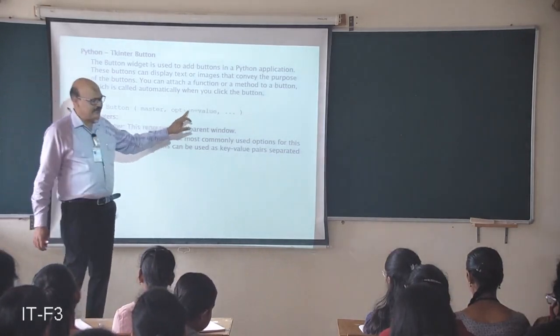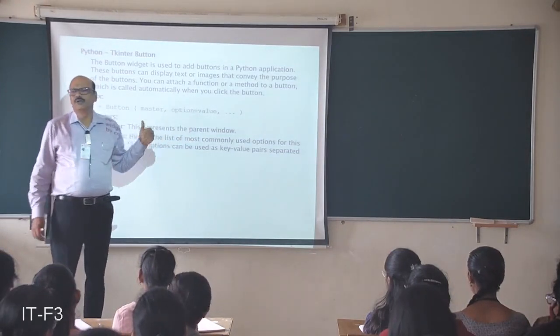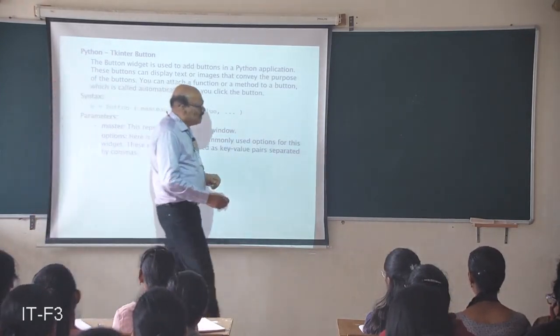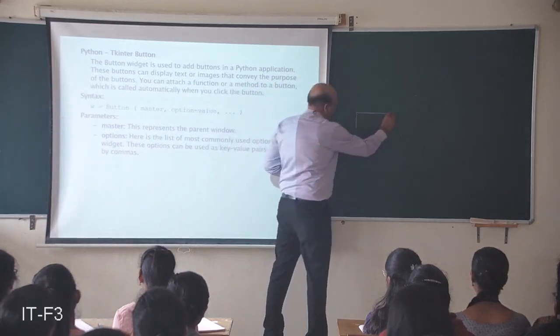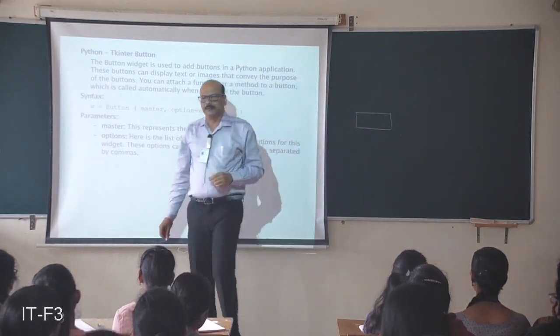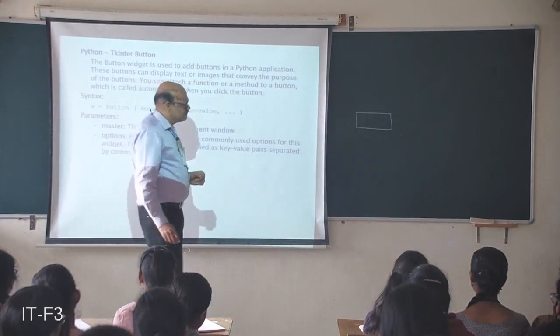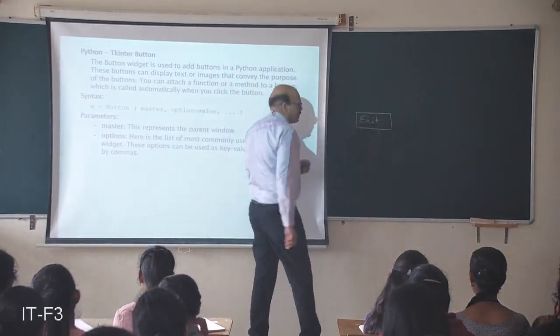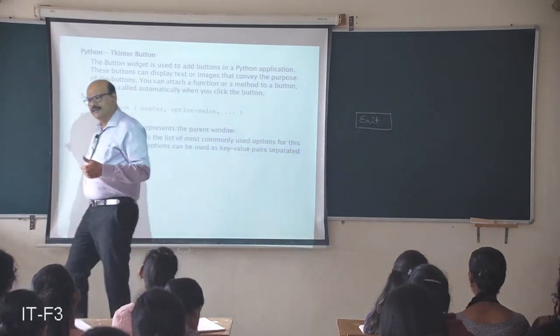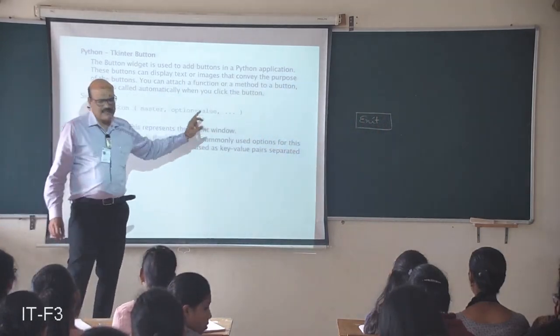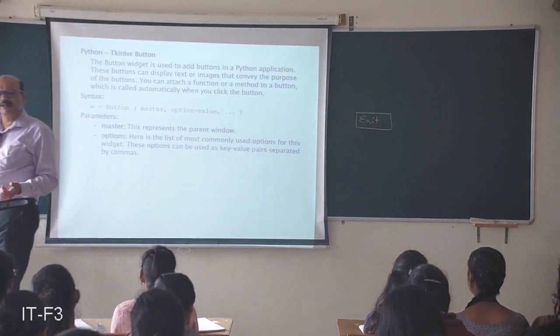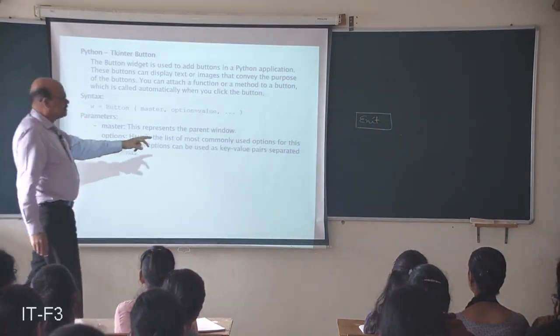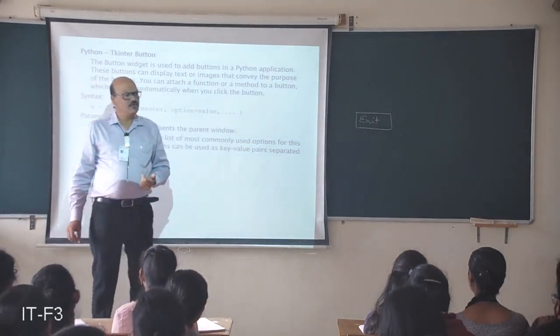I'll show it in the example. Assume that you have created a button and you want to display some label. Whatever text or label you want to display, you can specify it as the second parameter. And after that, you can extend these parameters. A third parameter can also be added.